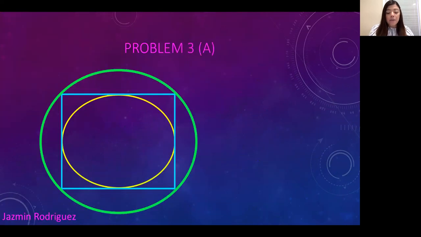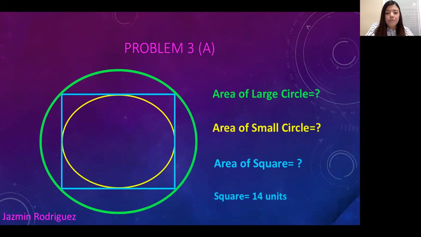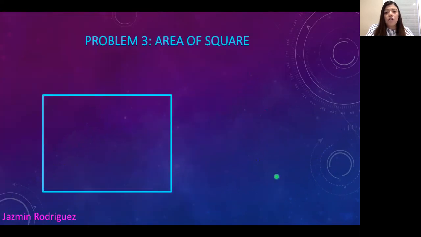Okay, now for problem number 3, we are asked to calculate the area of the large circle, and then the area of the small circle, and the area of our square. But everything's kind of confusing, there's a lot going on, so let's go ahead and get the information going here. And we'll start off with our square, where we are given the information that our square is going to have 14 units in length on all of its sides.